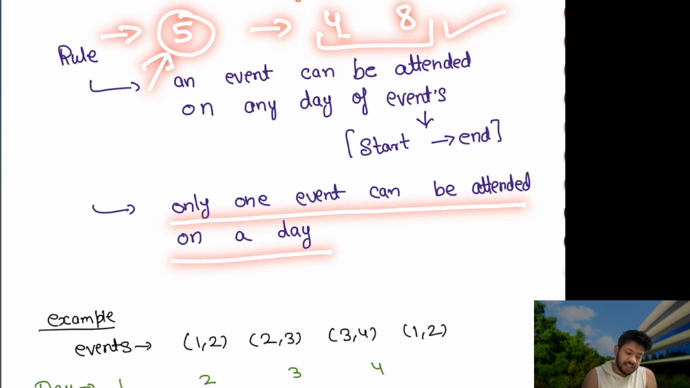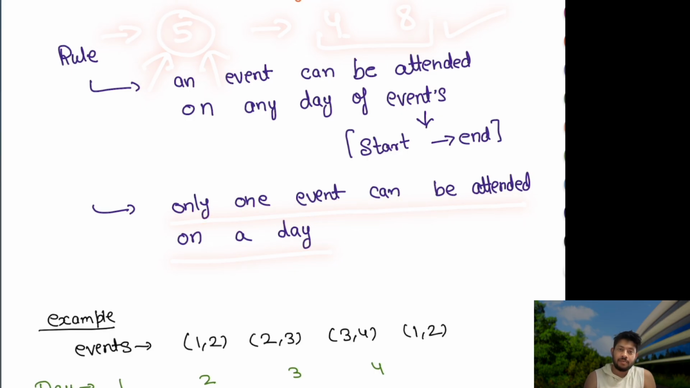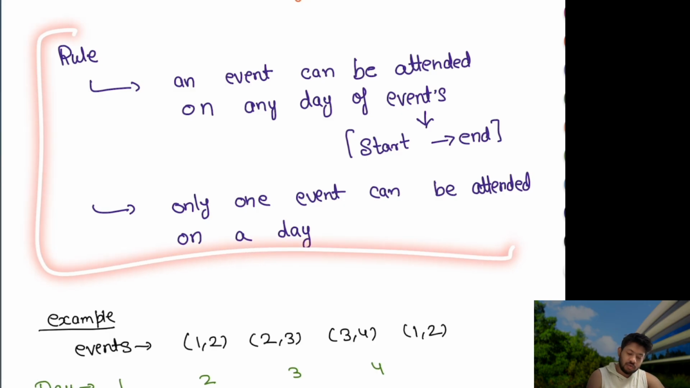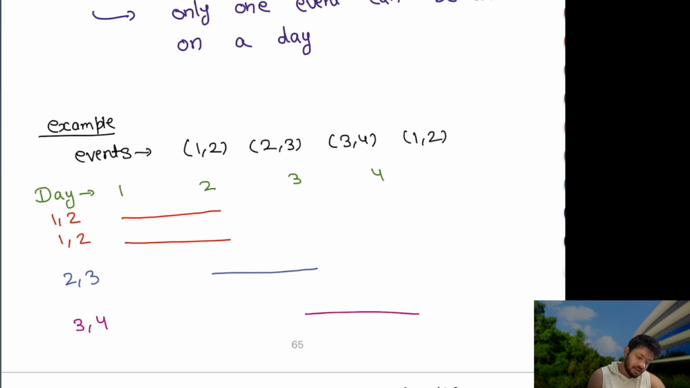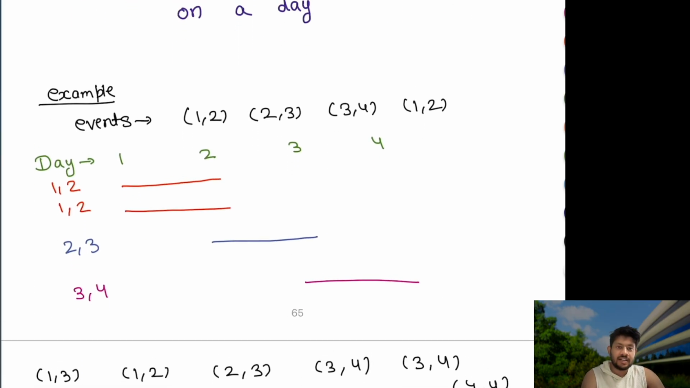So if I am attending a particular event on day number 2, it means that I cannot attend any other event on day 2. Okay, so that's the basic rule we need to remember while solving this problem. Now let us quickly try to understand the input scenarios and see what the output can be, and this will help us understand the problem more.